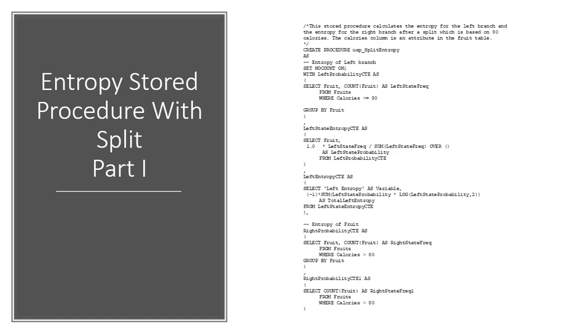We'll see this in SQL Server in a moment, but this is a stored procedure, and it's only the first half of it that calculates entropy for the left branch and the right branch, so it's for the split. And again, we did that based on the 80 calories. So you see right here in this common table expression, the left branch says where calories are less than or equal to 80, and here in the right branch it says where calories is greater than 80.